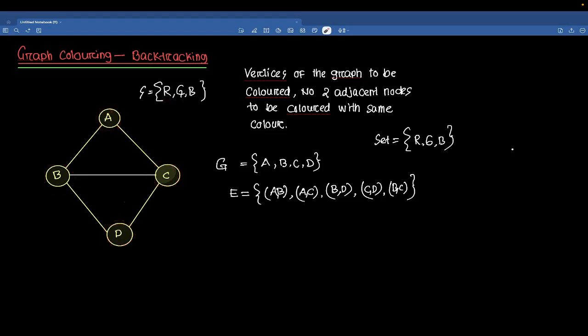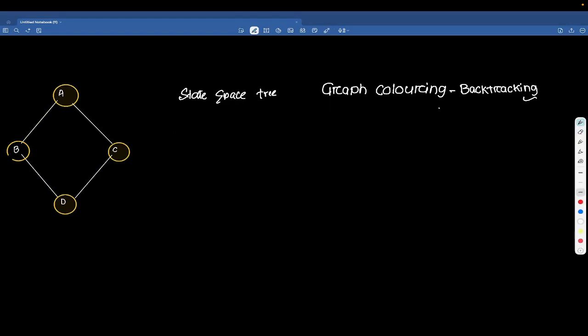Now we will solve this problem using backtracking, and for that, first of all, we will create the state space tree for the given graph. To create the state space tree, we will take first one arbitrary node. This is known as the root of the tree. Then we will randomly pick any one of the nodes from the graph. Let's say we take node A and we will color this node A.